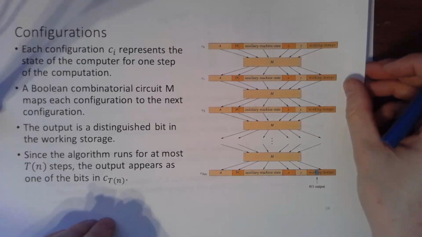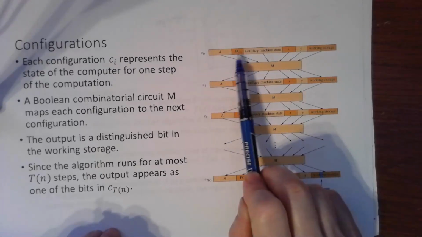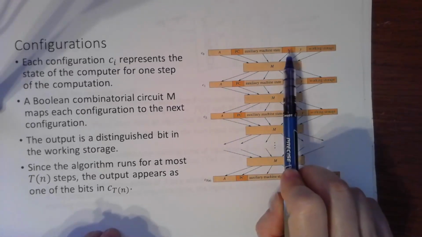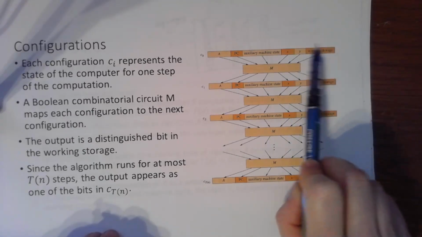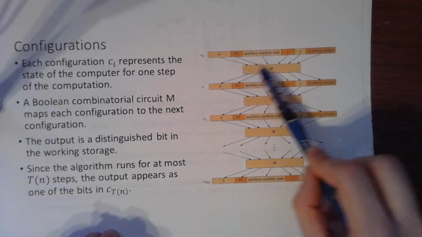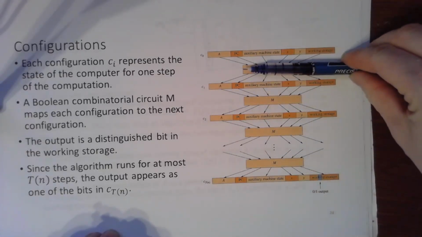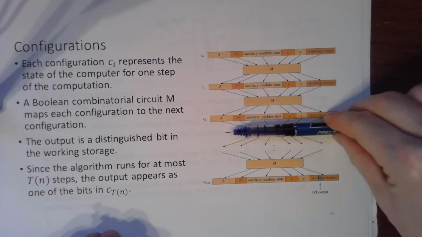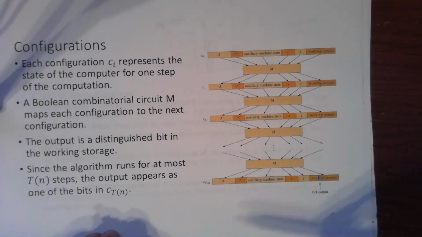So here's a visualization of that. We've got these different states that keep track of the program itself, the program counter, the machine state, the input string, the certificate, and then memory, the working storage. And this M is the circuitry that implements the machine that it's running on. We're just going to take T of n copies of this machine and keep track of its state one step at a time.